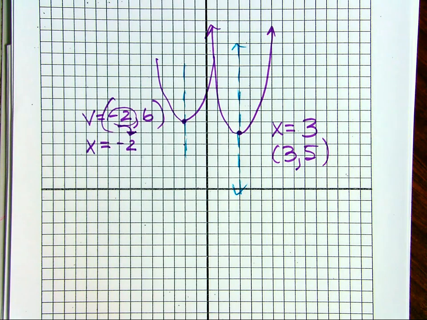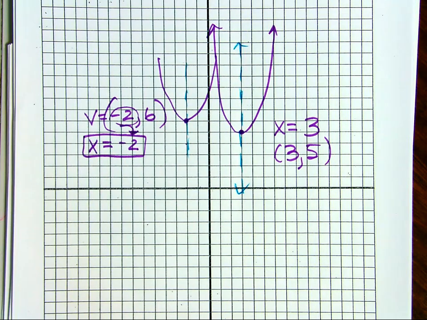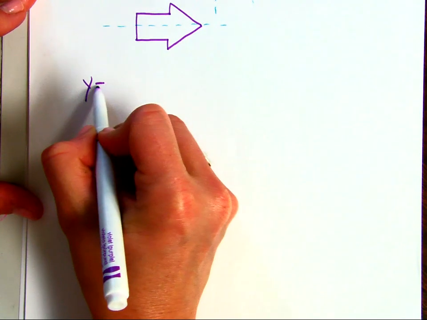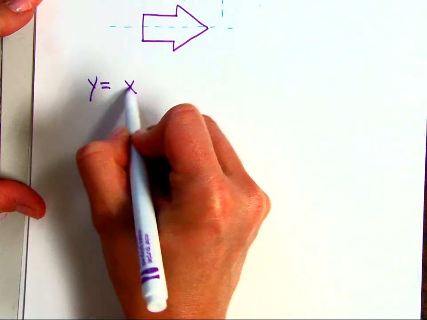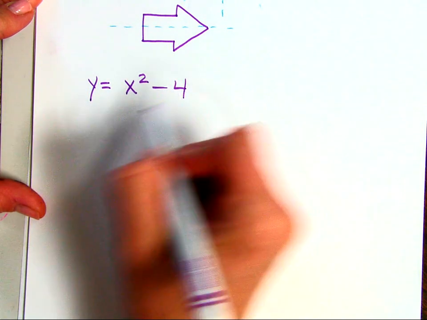So, vertex and axis of symmetry. If you can find your vertex, look, your axis of symmetry is what your x is. But don't just put 2 or negative 2. I need it written as the equation, which is x equals negative 2. Got it? So, vertex and axis of symmetry. Are you ready to do a few more?